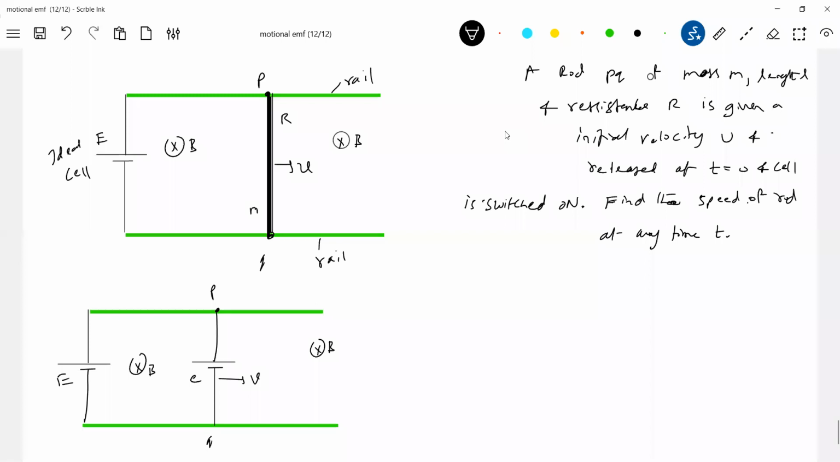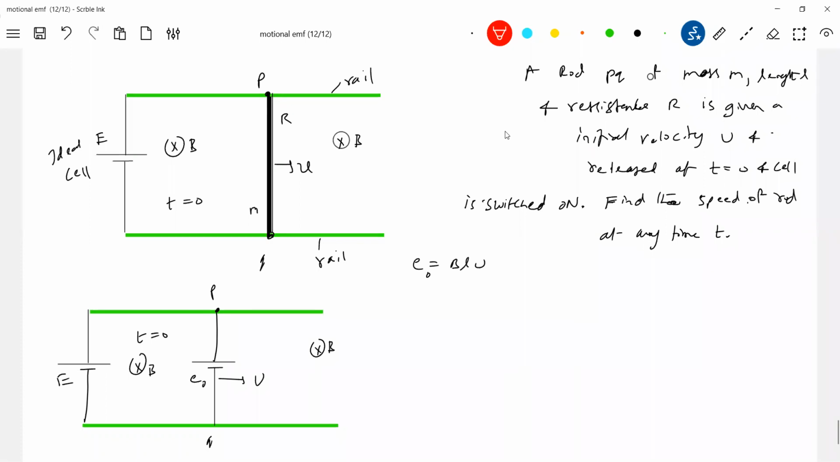Let's come to what is the EMF induced. E equal to what, you write. Motional EMF, BLU, the initial E naught. Let me begin with initial, at t equal to 0 only. At t equals 0, this is what happens. Then whether current will flow or not will be determined by the value of U.